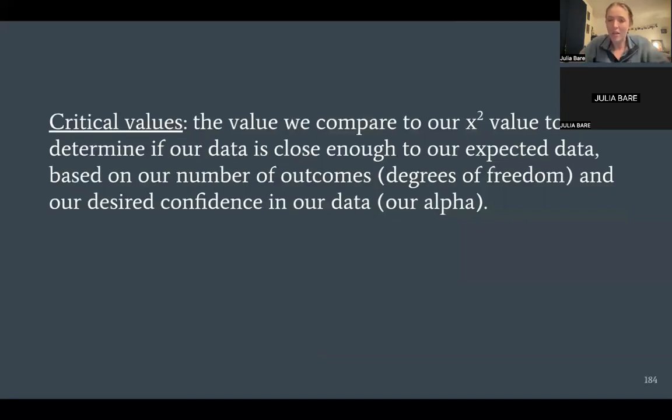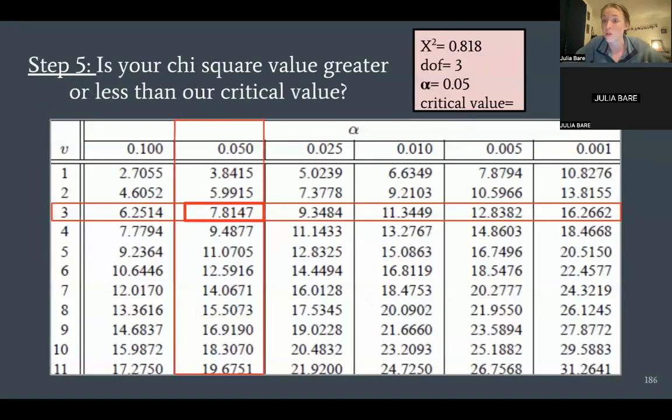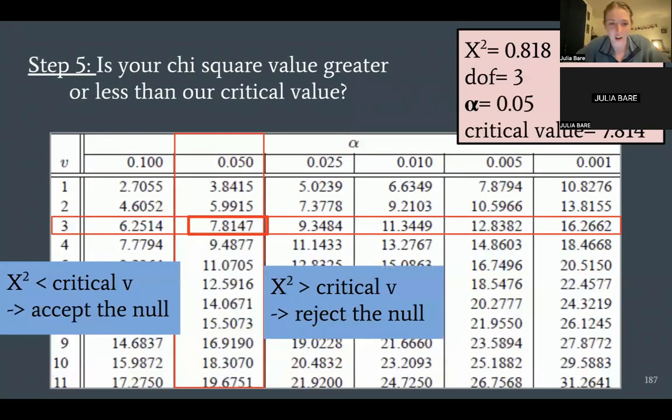It's essentially the value that we compare to our chi-squared value to determine if our data is close enough to our expected data based on the number of outcomes and our desired confidence in our data, our alpha value, okay? It's a comparison tool. Don't get bogged down in the details of this if you don't understand it. For those of you that are interested in the statistics of it, this is what the critical value means. But you don't necessarily need to understand this in order to understand the outcome of a chi-squared test, which we are about to unveil, right?